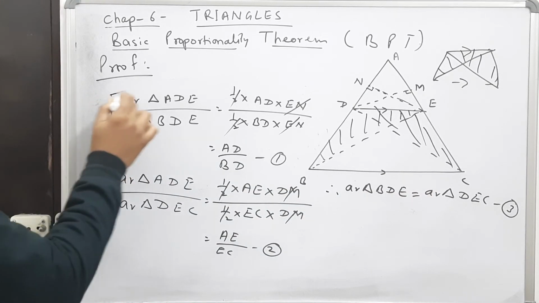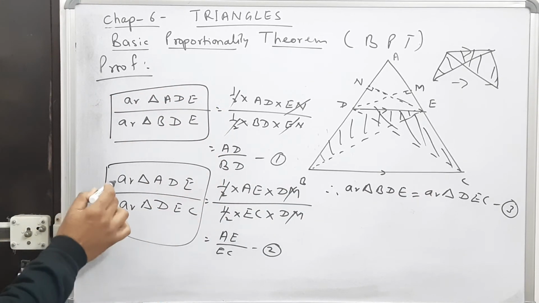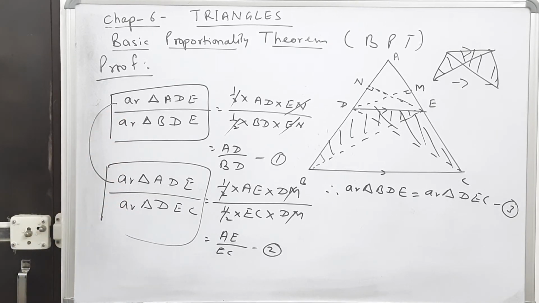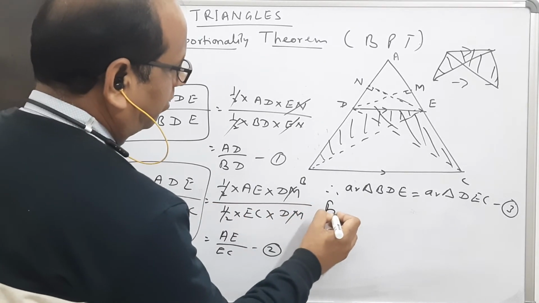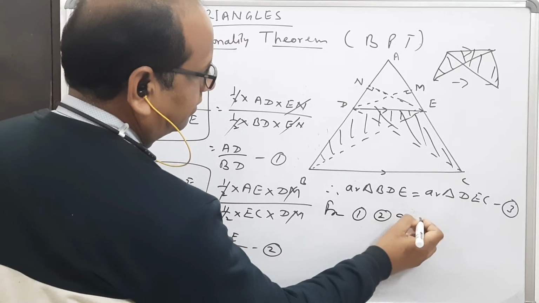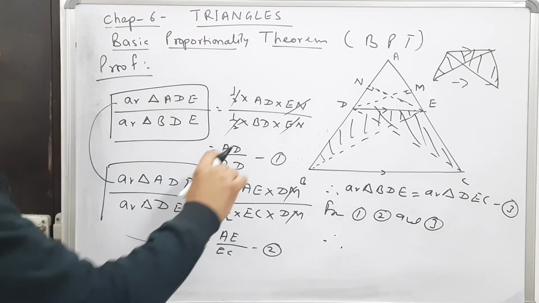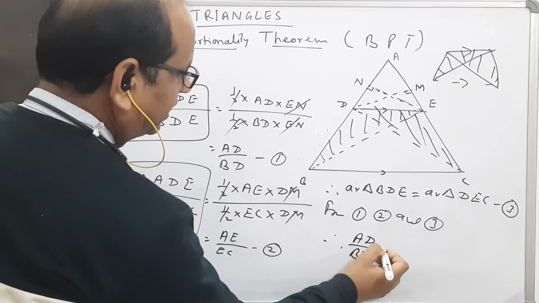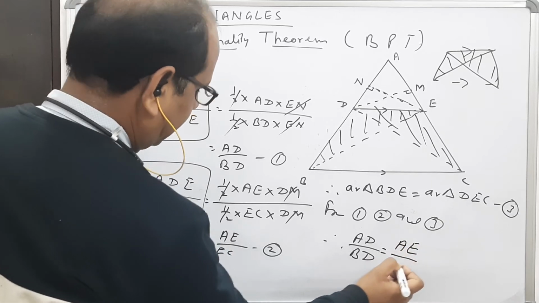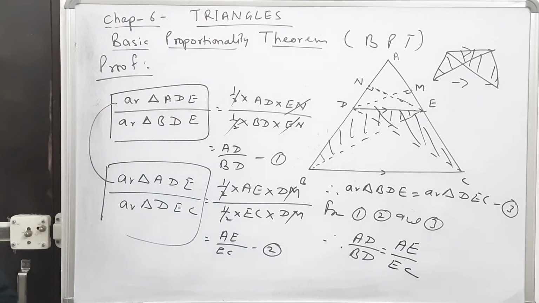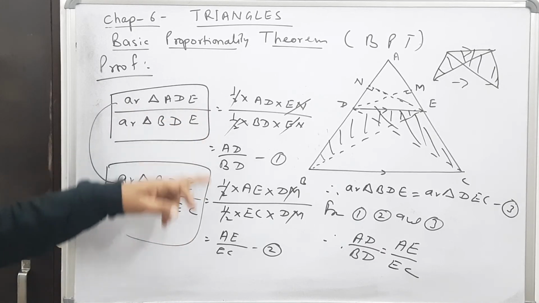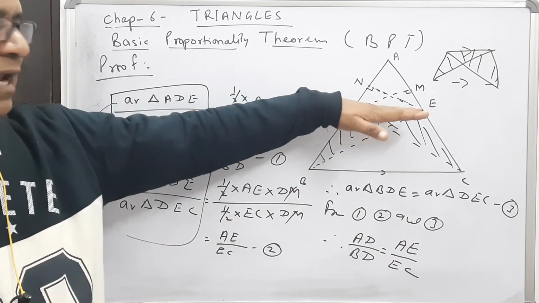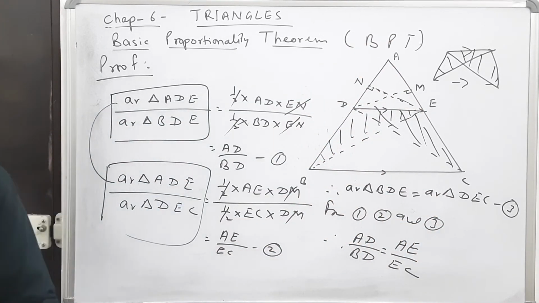Now you look at these two parts. In these two parts the numerators are already equal and we have made the denominator also equal. So from first, second and third, we conclude this part is equal to this part. That is AD upon BD is equal to AE upon EC. That is the basic proportionality theorem. These are the three important steps. With this step you have to write the reason, as I told you: they lie on the same base and between the same parallels.